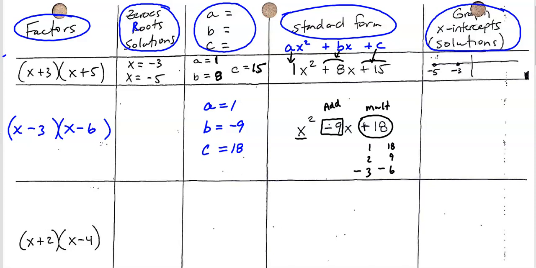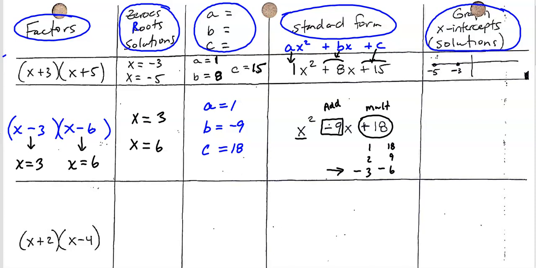Well, to find the zeros, I think we can go right into the next column. To find the zeros, I want to figure out when is this parenthesis 0 and when is this parenthesis 0? Well, this parenthesis is 0 when x equals 3, and this parenthesis is 0 when x equals positive 6. So I can write my zeros down, 3 and 6. Notice they are different from the factors. Most of the time, they're opposites of those.